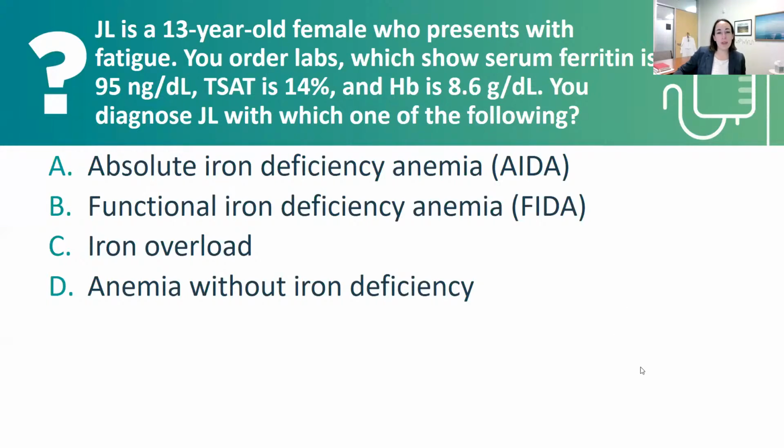Okay, so the majority of you who answered got it correct. It is actually functional iron deficiency anemia. You can see that her ferritin is normal, but her transferrin saturation is low. This indicates that she has enough supply, so she doesn't have absolute iron deficiency. That's when you do not have enough iron at all in your body. Your ferritin would be low, but here maybe the iron is not accessible, and that's what's causing her anemia. So that's really a functional iron deficiency anemia, instead of anemia without iron deficiency, which means there's something else going on. She's not iron deficient.